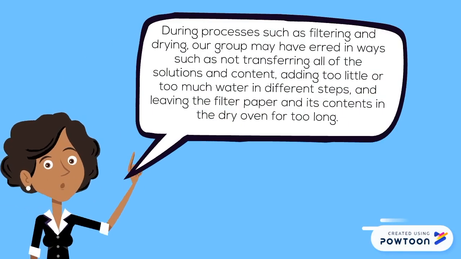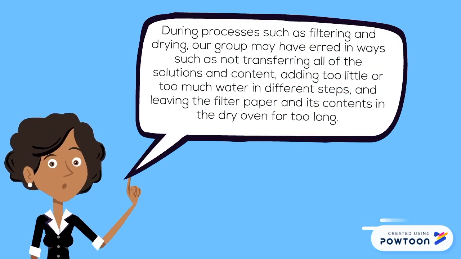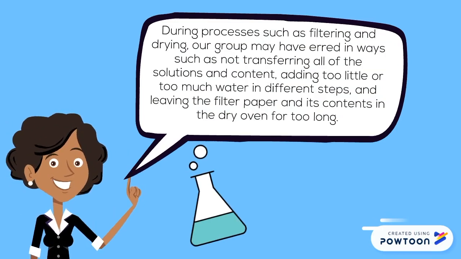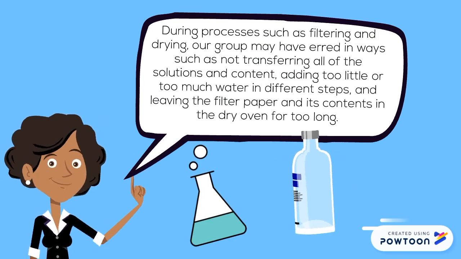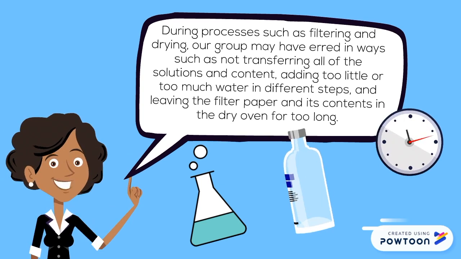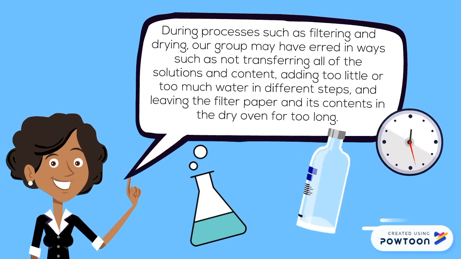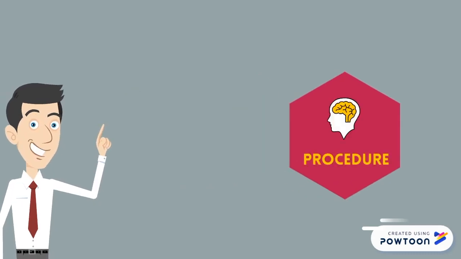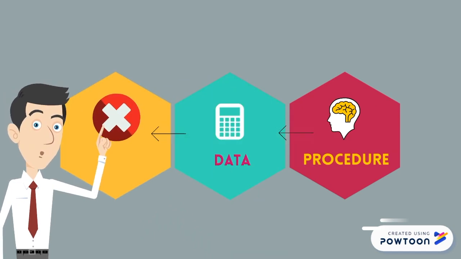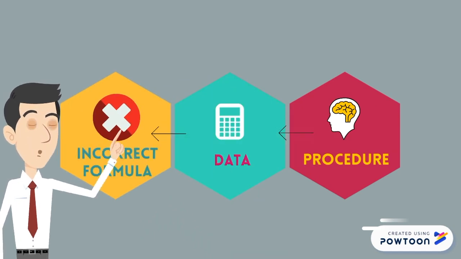During processes such as filtering and drying, our group may have erred in ways such as not transferring all of the solutions and content, adding too little or too much water in different steps, and leaving the filter paper and its contents in the dry oven for too long. These are the potential causes as to why our determined formula was incorrect, as it traces back to the data, and eventually back to the improper execution of the procedures done to get the data values.